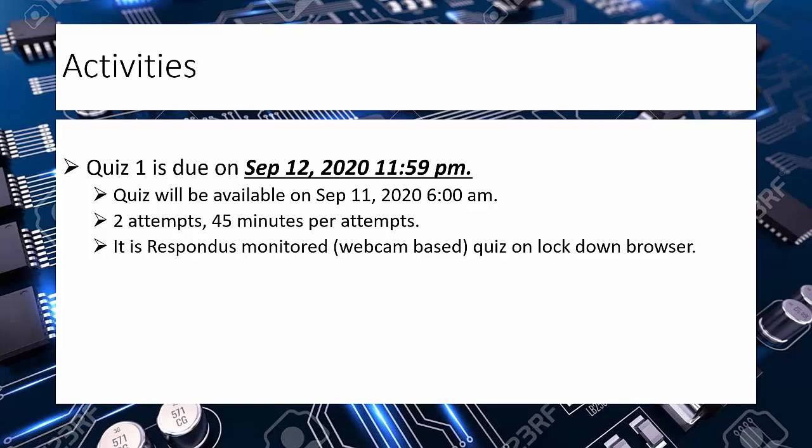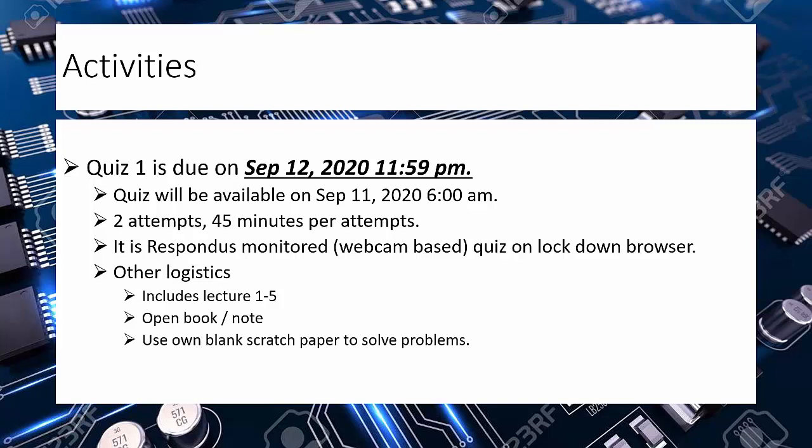It's a Respondus-monitored, webcam-based monitoring system with a lockdown browser. That's why it is important that you complete the mock-up quiz, the practice quiz, before the real quiz starts, to make sure your environment is all set up and ready to go. As far as other logistics go, this quiz includes lectures 1 to 5. It's open book, open note. You can use your own blank scratch paper to solve the problems. You can use calculators. The Respondus monitoring and lockdown browser are formalities, to make sure you yourself are actually doing the quiz.